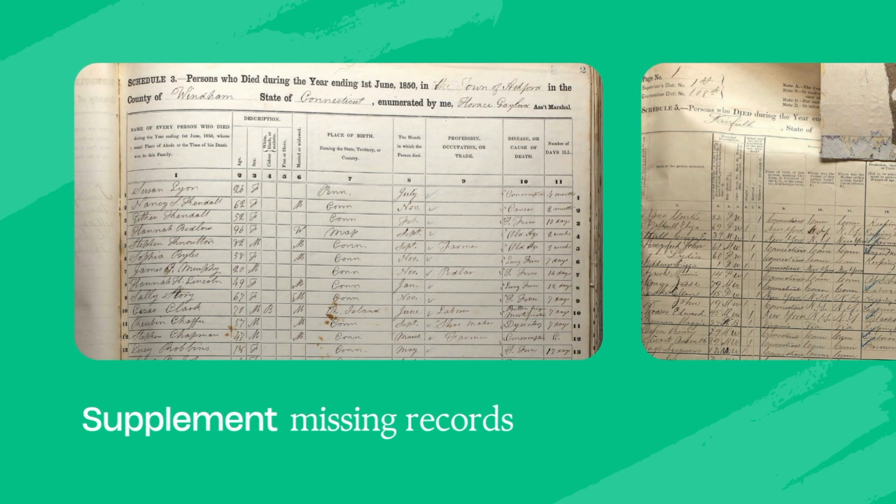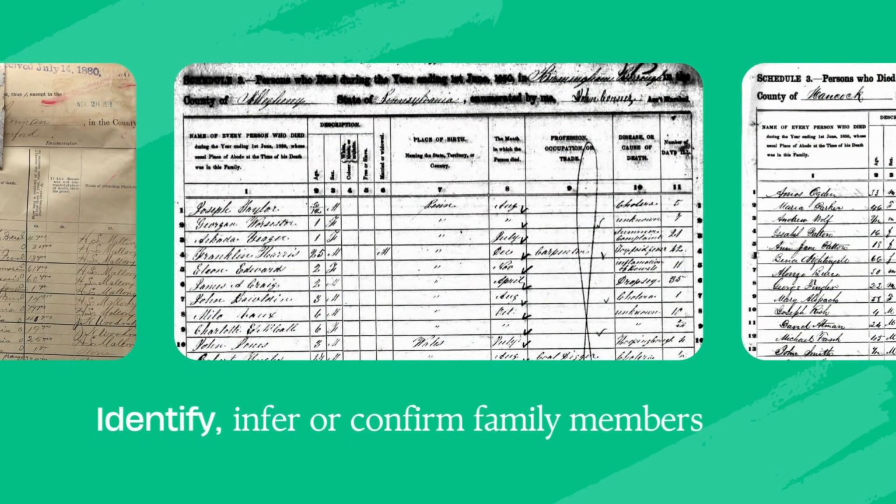Even if a tombstone does exist, it likely won't detail the cause of death, if their parents were foreign born, or their occupation, for example. So don't write these mortality schedules off too quickly, because they can provide important details that you might not find elsewhere. They can also be used to identify, infer, or confirm family members. By cross-referencing the information found in a mortality schedule with the population schedule, you can identify family members both living and deceased, and possibly uncover hidden branches of your family tree.